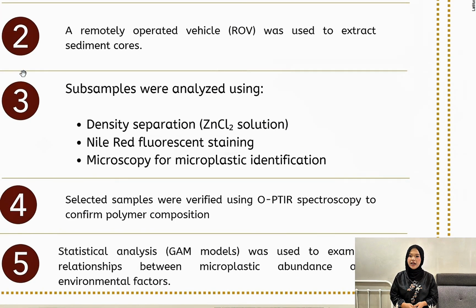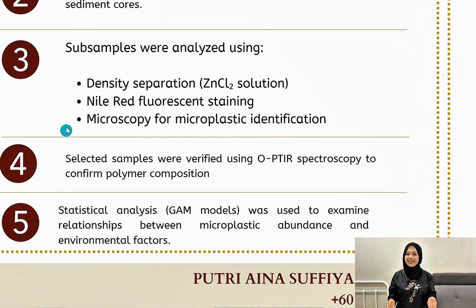For number 3, the sediment samples were brought to the laboratory where they were processed using density separation with a zinc chloride solution to separate the microplastics from the sediment. Then, the researchers used Nile red fluorescence staining, which makes microplastics visible under a microscope, and microscopy was used to identify and count the microplastic particles.